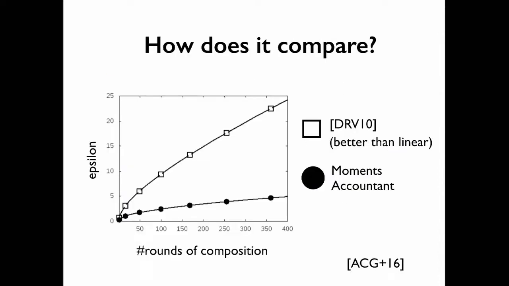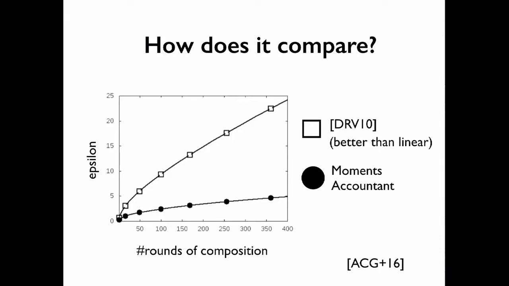Okay? So how does this compare? Here is a figure from Abadi et al., where on the x-axis we have now rounds of composition. This is the capital T that I was talking about. And on the y-axis we have epsilon. Okay?